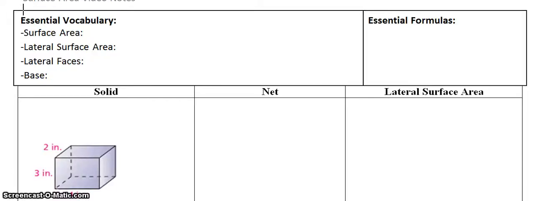Hi everyone, this video is an intro to surface area. So before we get started with some calculations, we're going to go ahead and define what that even means. Surface area measures the total area on the surface of an object.